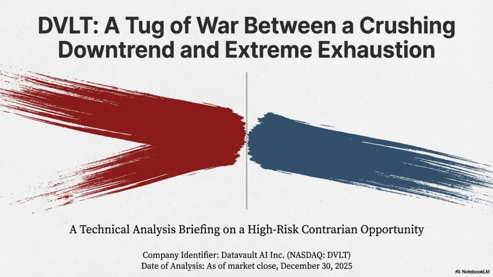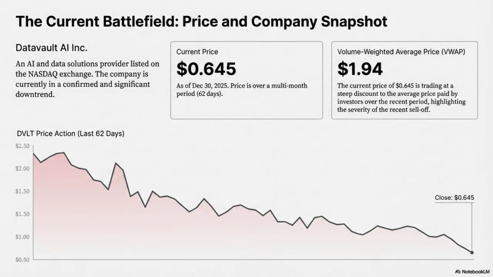So the current trading price, as of this report, is sitting at about 64.5 cents. 0.645 dollars. But to see the scale of the problem right away, you have to look at the historical context. The volume-weighted average price, the VWAP, for those same 62 days is all the way up at $1.94. That is a huge gap. That nearly $2 gap, that's the chasm we're trying to understand today.